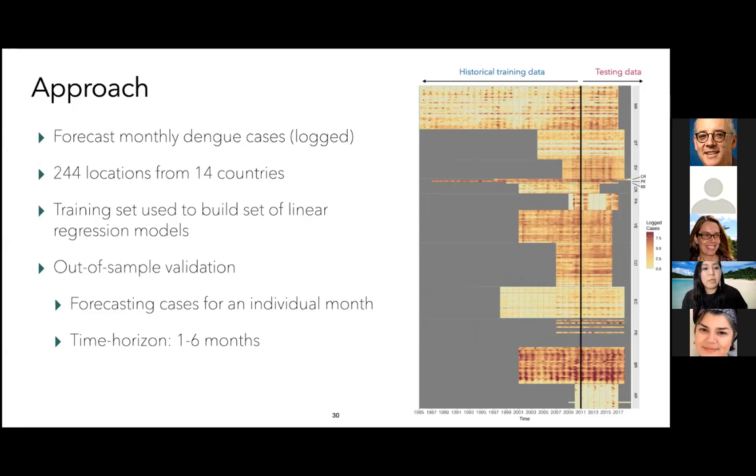So with our training data, we built roughly 13 to 14 linear regression models to train for our predictions. And we did out-of-sample validation using the testing data, where we forecast cases for one individual month and forecast forward in time at least 1 month ahead up to 6 months ahead, iteratively predicting forward in time until we ran out of testing data. So we ran roughly 14 prediction models for all 244 locations in our data set.